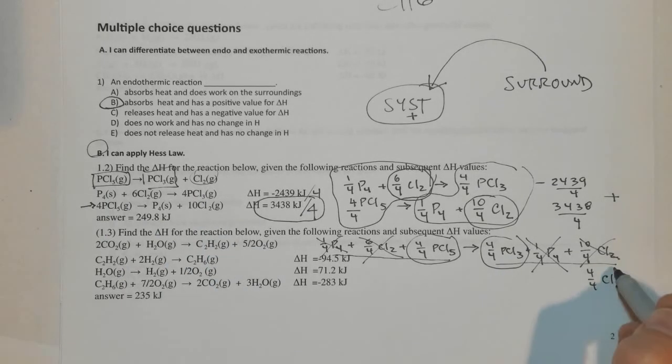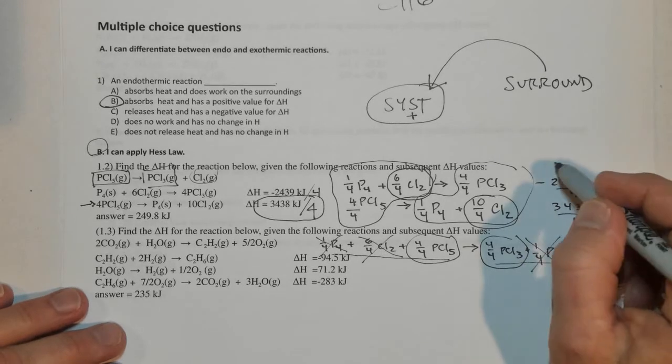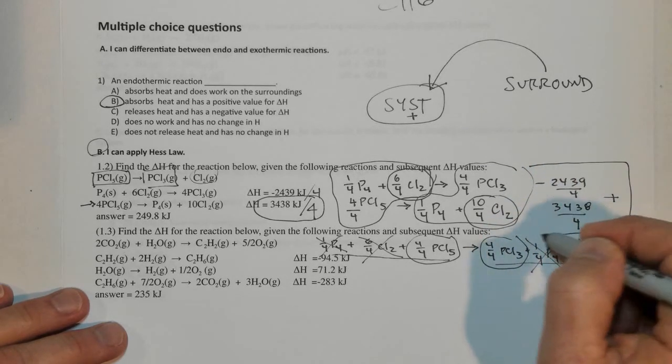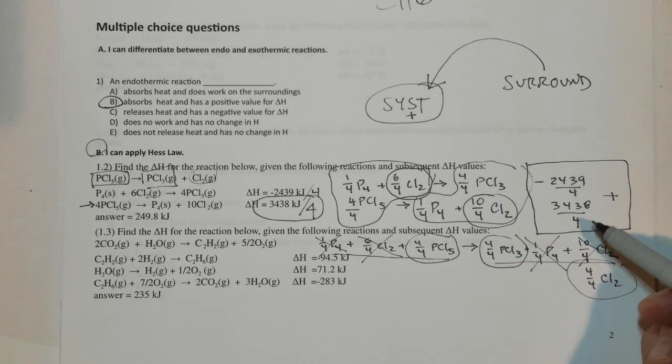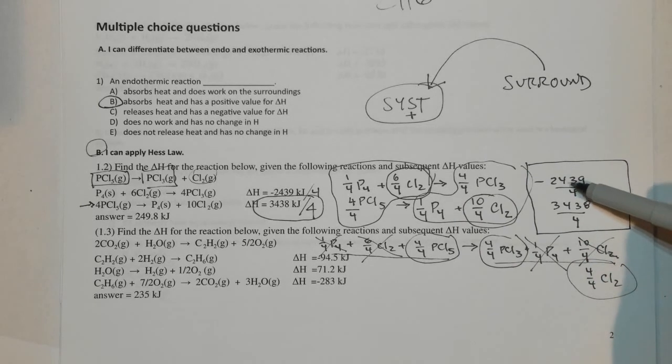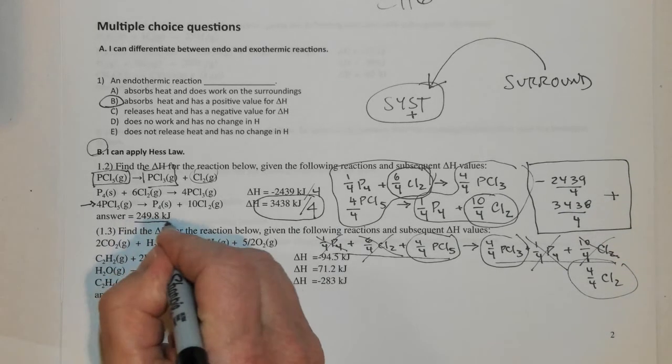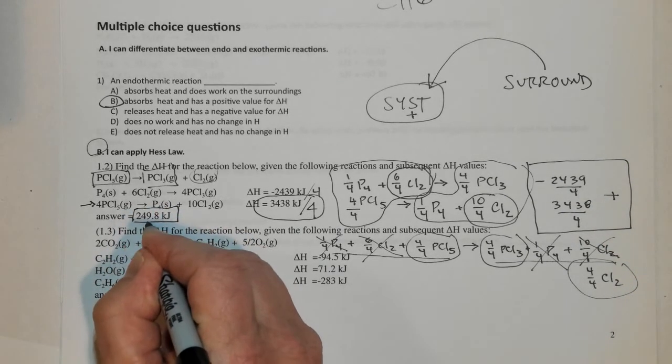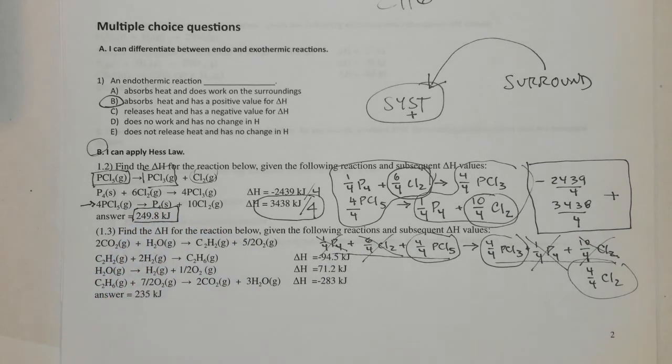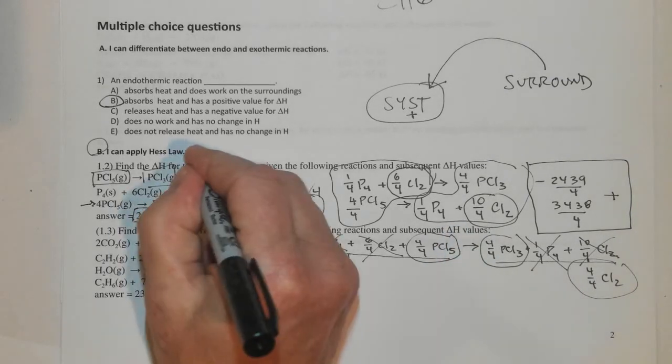Now, since I have my goal reaction, to find the enthalpy, since I added the two reactions, I add the two enthalpies. And if you take negative 2,439 divided by 4 plus positive 3,438 divided by 4, you will end up with 249.8 kilojoules as the overall enthalpy. This manipulation of these reactions is what is Hess's law.